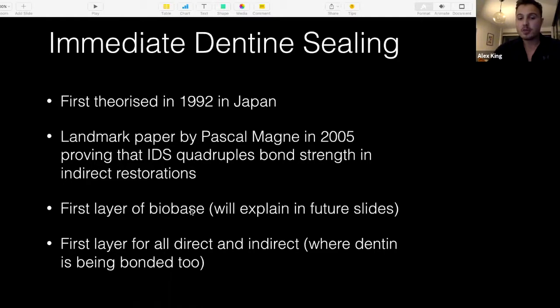And we'll go into what a biobase is. A biobase, quickly, is IDS, immediate dentine sealing, your resin coat, and a layer of composite. And we'll go into that in a few slides on. Like I said, it's the first layer of all indirect and direct restorations. The biobase is the most important part of the biomimetic dentist's workflow. It seals the bottom of the restoration, and the longevity of a biobase is 20 years at least, if it's done correctly with all these methods.